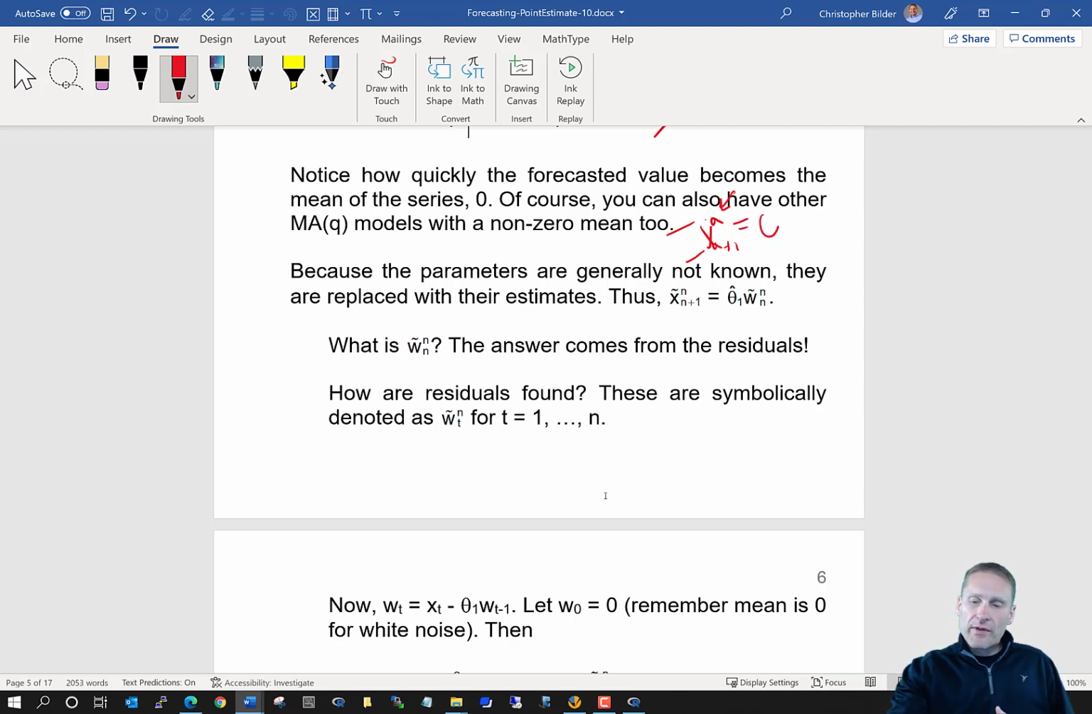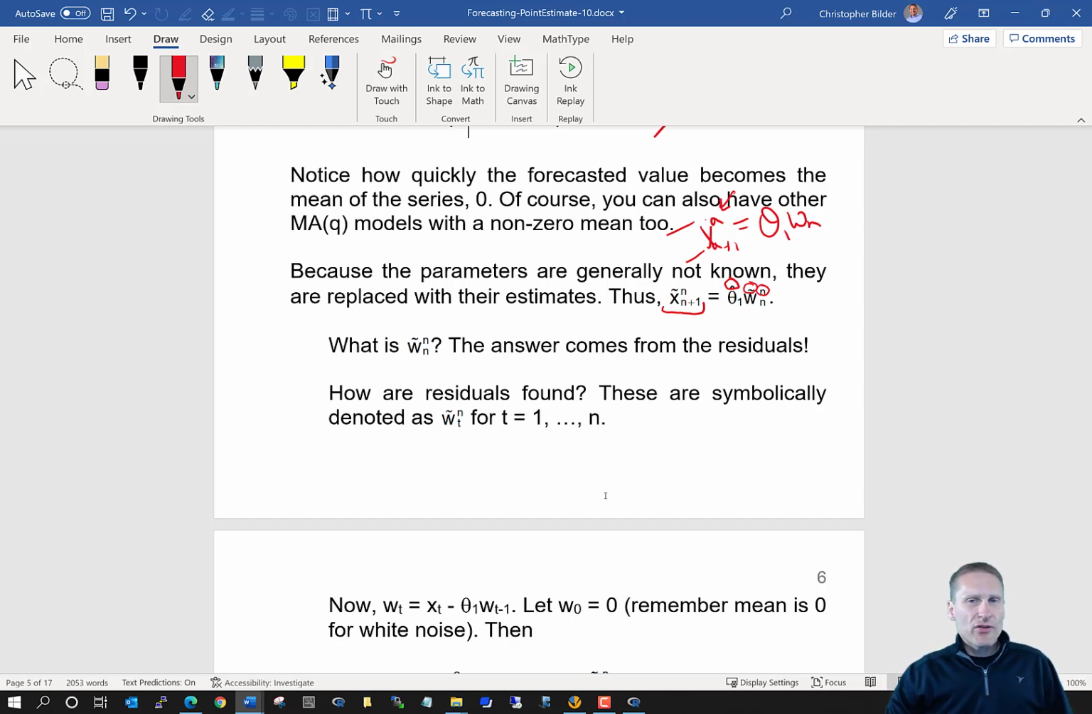Now, for this particular model then, this is what that first forecasted value would be. Well, what exactly is that Wn? Now, this forecasted value, what I'm going to actually calculate when I estimate it, of course, I'm going to put a hat on top of that theta 1, so I can get it from my model. And also, I'm going to put a tilde on top of my W in a superscript n here as well.